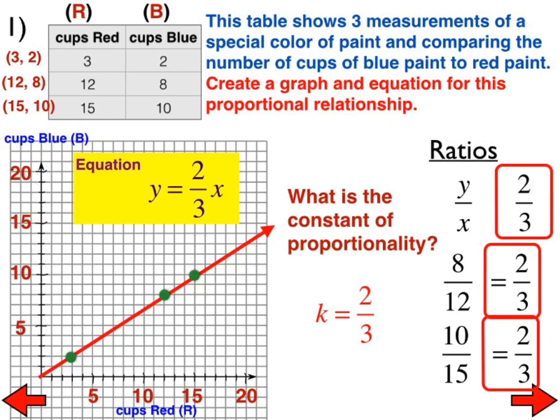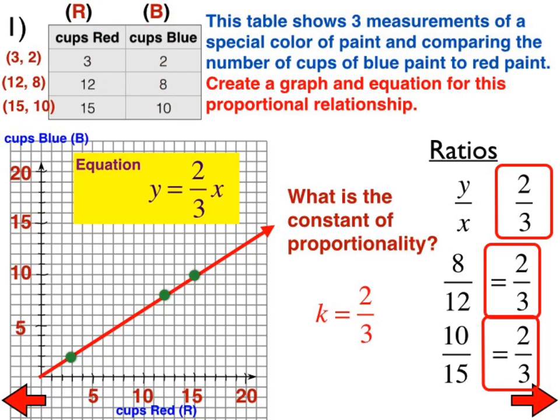So how does that change our equation? What would our equation then look like? It would no longer be y equals 2/3 x. What would it be? It would be b equals 2/3 r. And you're correct. The reason why is because b is in the place of y and r is in the place of x. So we simply replace y with b and x with r.